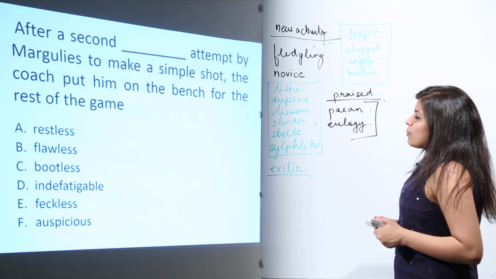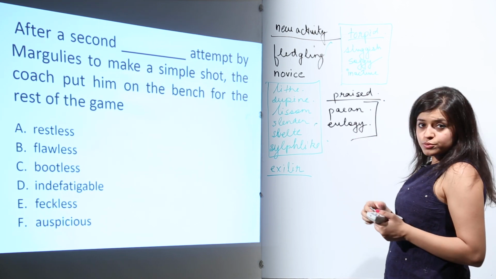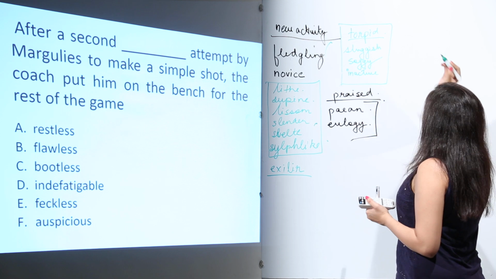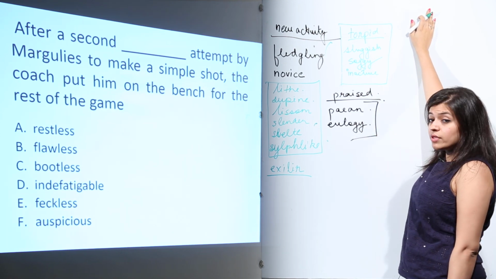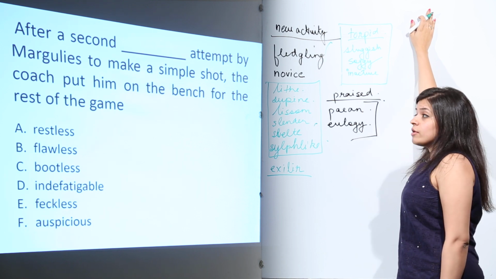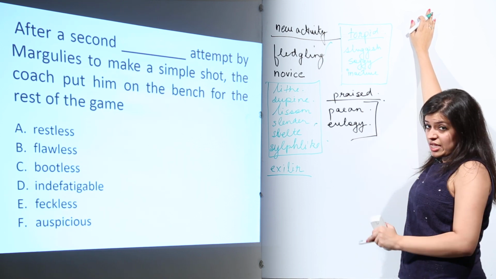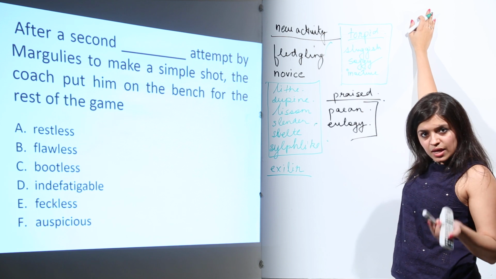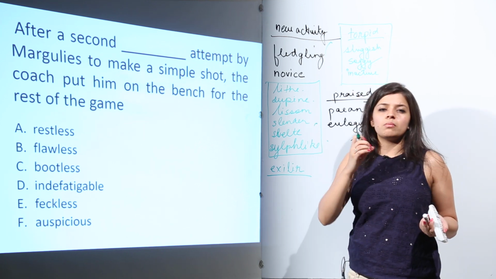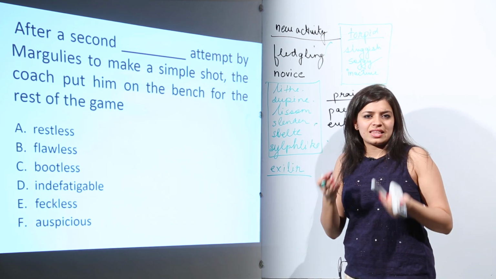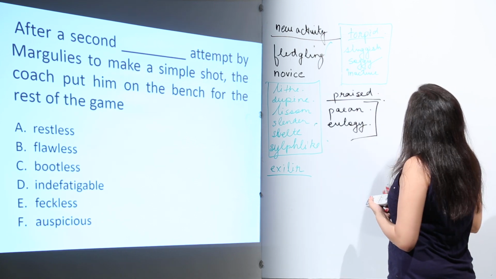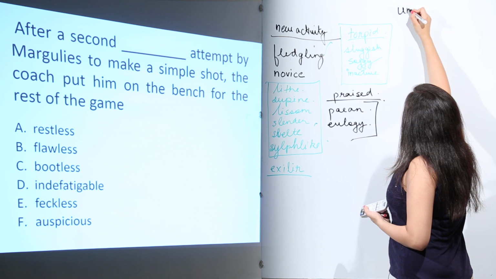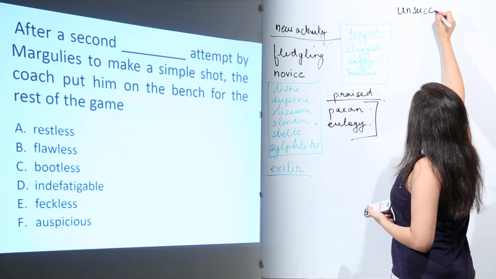Okay, so now let's come on to the options. First, keyword. What will be the keyword in this? After a second unsuccessful attempt, because if the attempt would have been successful, the coach would not have put him on the bench but would have put Margulies in the game. Because the coach put Margulies on the bench, we can say that the attempt by Margulies was unsuccessful.